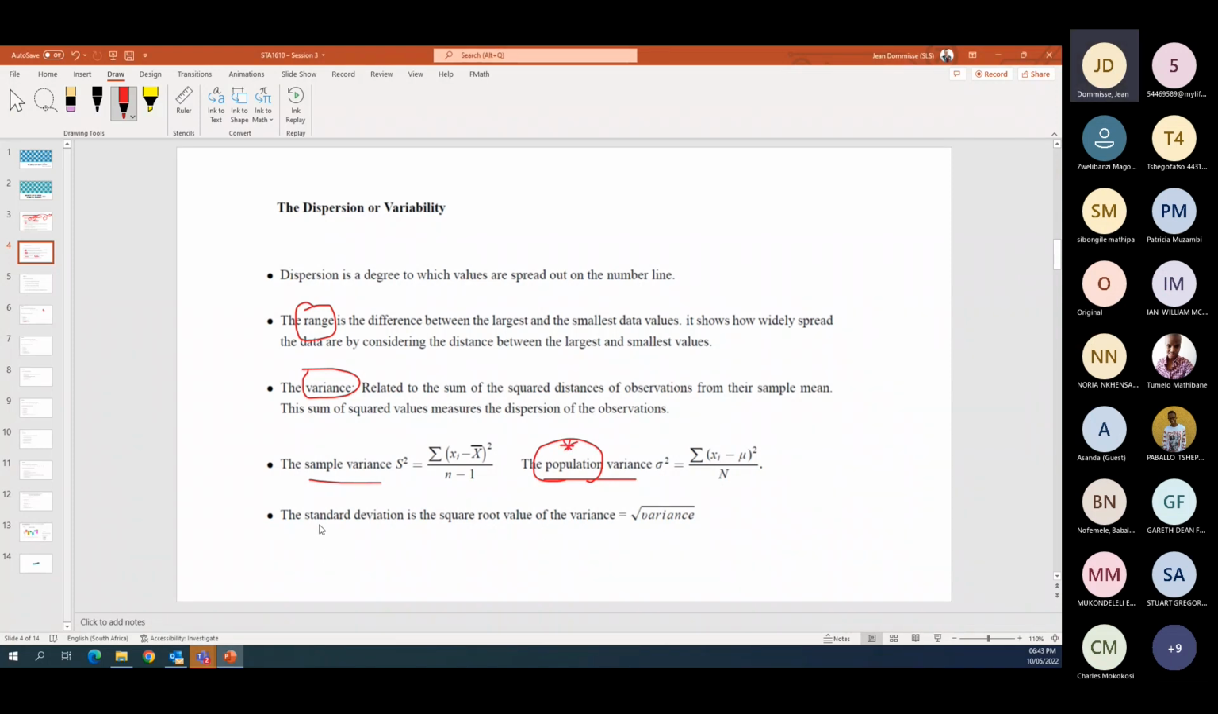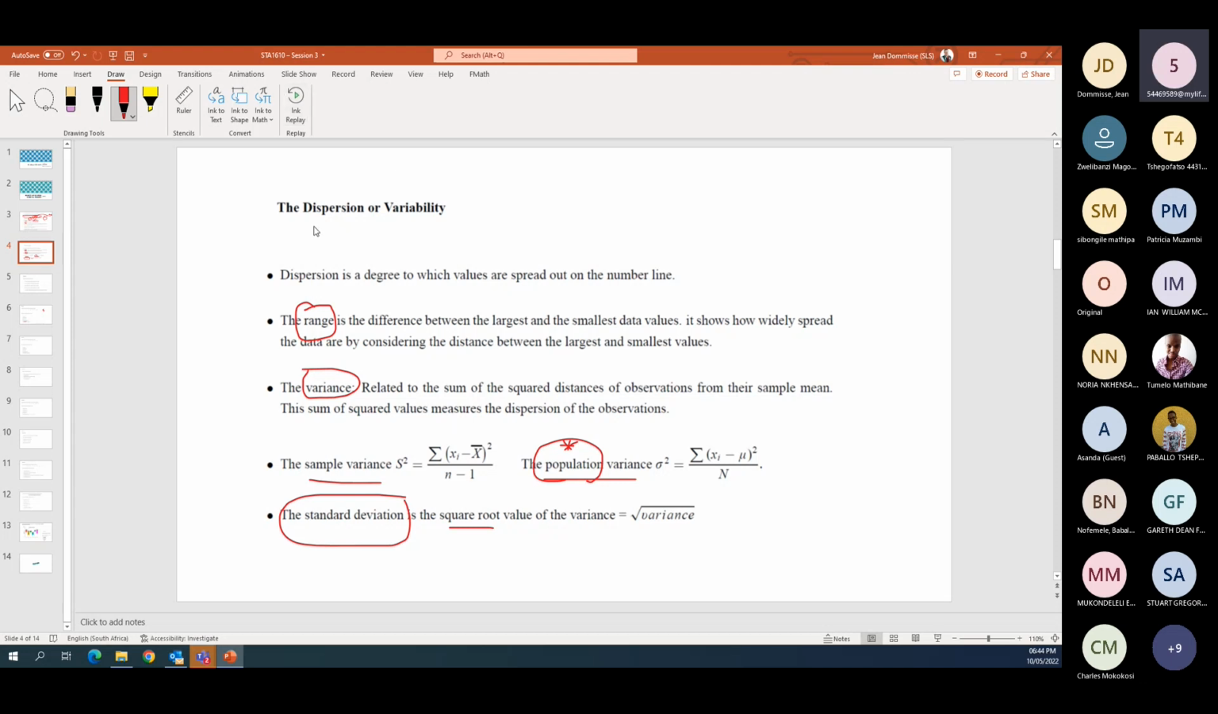Okay, and then the standard deviation, nearly one of the last ones that we look at, is just the square root of the variance. So the variance that we've calculated, it is the square root of that. Okay, so that is central tendency and the dispersion of the data. Yes, question.